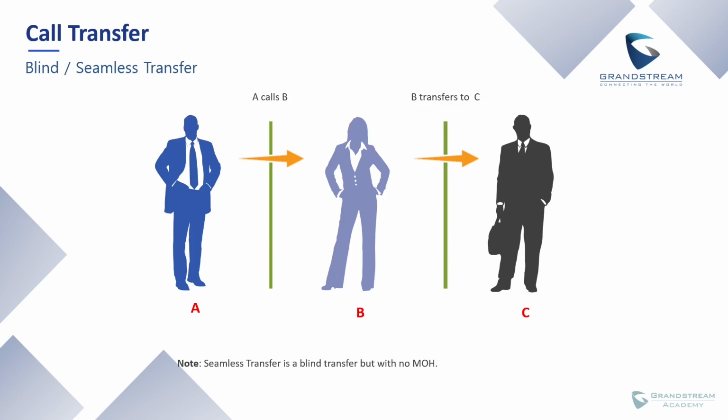Also, when transferring the call, the person should dial the feature code followed by the extension number we want to transfer the call to. And in the example on the slide, if A and B are talking and B wants to transfer the call seamlessly to C, during the operation of transfer, the call between A and B will still be ongoing and no one will hear music on hold. And once C answers the call, B will be disconnected, then A and C will be hearing each other.